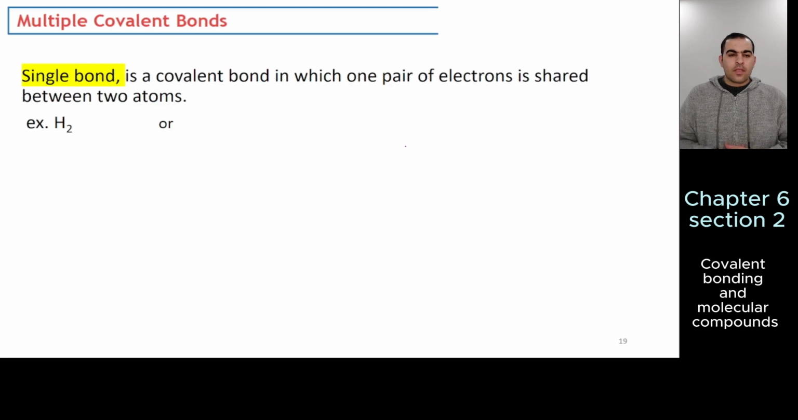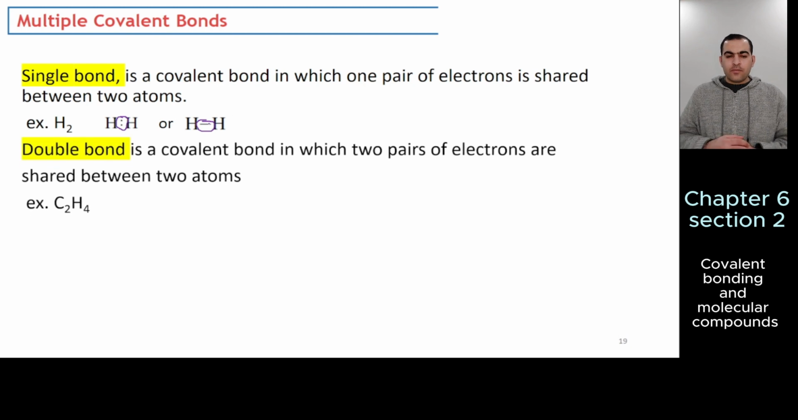Okay, multiple covalent bonds: single, double, triple bonds. What's a single bond? It is a covalent bond in which one pair of electrons is shared between 2 atoms. One pair means 2 electrons shared between 2 atoms, it's called a single bond, like H2. Here, how many pairs are shared? Only 1 pair. One pair means only 1 dash, a single bond.